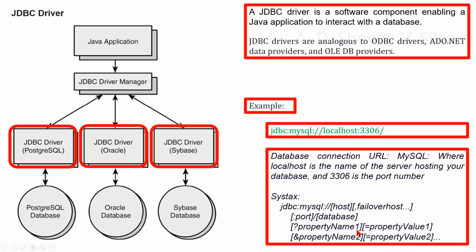Failover is the name of the standby database. MySQL Connector/J supports failover. Property name equal property value represent an optional ampersand separated list of properties. These attributes enable you to instruct MySQL Connector/J to perform various tasks.